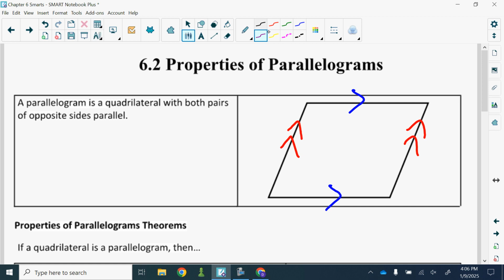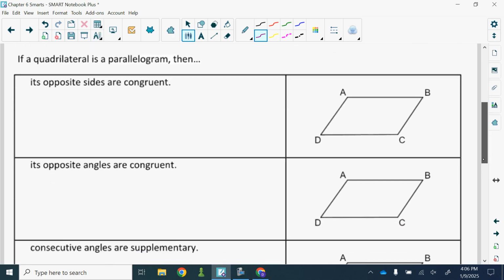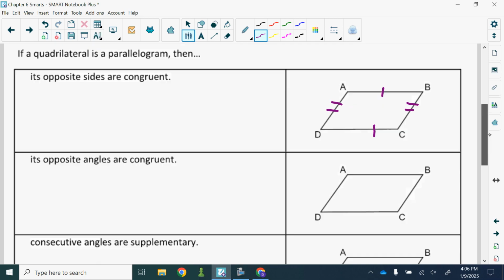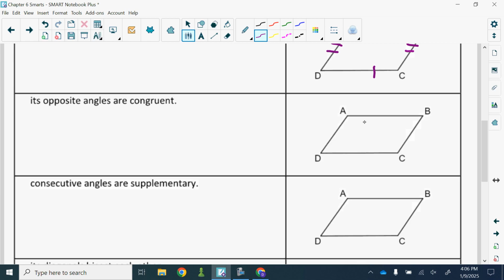Now, with such a simple definition, there's actually a good few facts that just kind of immediately follow from this very simple definition. First of all, if it is a parallelogram, then its opposite sides are congruent. So this guy is equal to this guy, and this guy is equal to this guy. Its opposite angles are congruent. So A would be congruent to C, and D would be congruent to B.